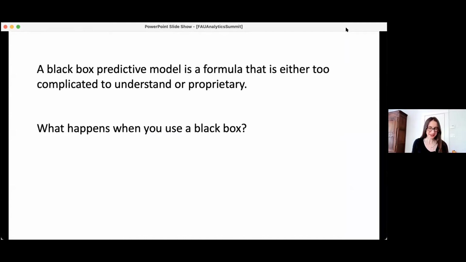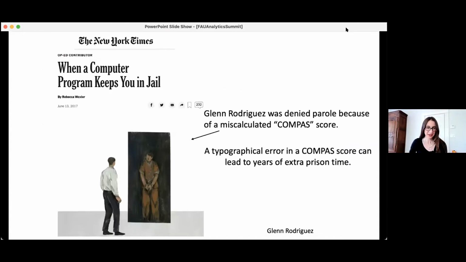Okay, so what happens when you use black box models for high stakes decisions? Well, here's one thing that could happen. You could get several years of extra prison time. This is the story of Glenn Rodriguez, who was sent to prison for a crime he committed as a kid. And then he was denied parole 17 years later. Why is that? It's because someone had incorrectly entered some information into a black box predictive model that was being used to predict whether he would commit a crime in the future. After the parole board hearing, when his parole was denied, he compared his score sheet to someone else's and noticed an error in his criminal history features.